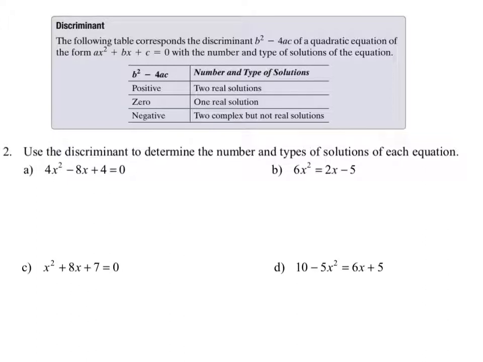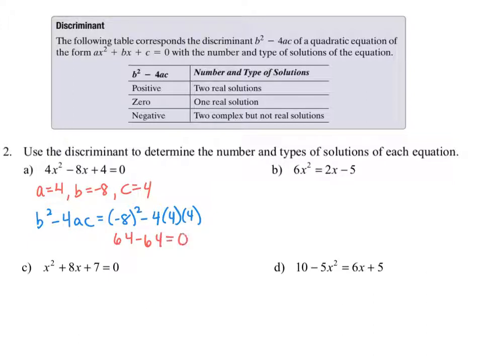So let's identify the discriminant for each one of these. In example A, 4x squared minus 8x plus 4 equals 0. Since it's already in the form of ax squared plus bx plus c equals 0, we can identify a as 4, b is negative 8, and c is equal to 4. And then by finding b squared minus 4ac, that's going to be negative 8 squared minus 4 times 4 times 4. And that is going to be 64 minus 64, which is equal to 0.